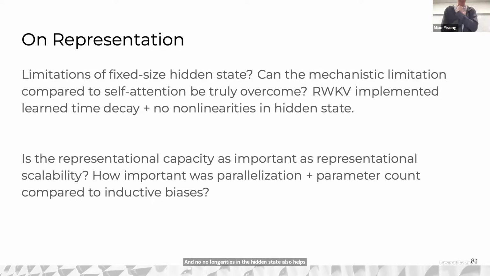And the second question is, is representational capacity as important as the scalability of the model itself? How important was the parallelization and parameter count of the transformers compared to the inductive biases of your model? Was the only reason that RNNs couldn't match transformers that they couldn't be parallelized and couldn't train on as much data as transformers could? So I guess those are the main two questions, food for thought. I don't think we have time to actually discuss these.